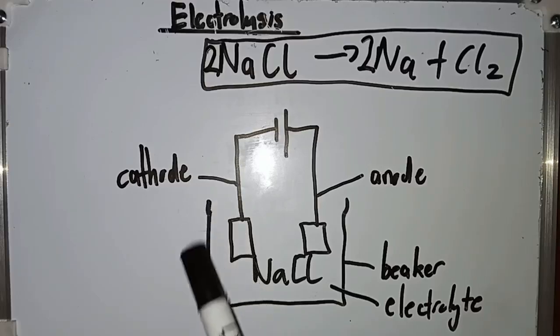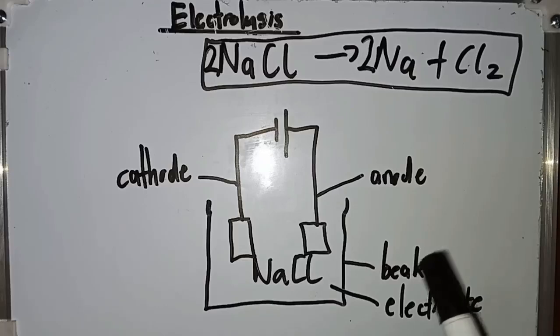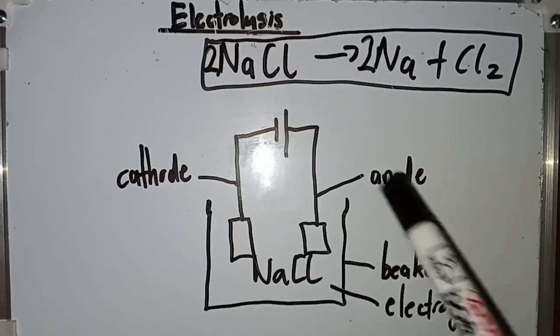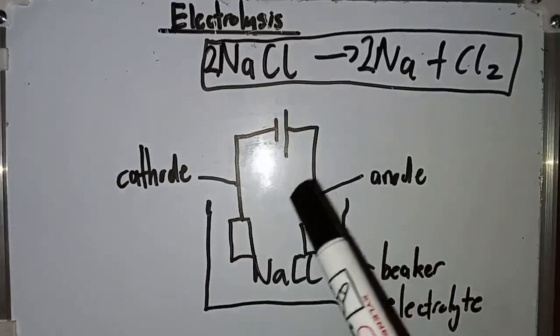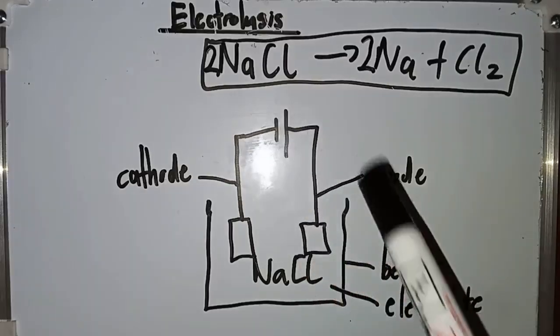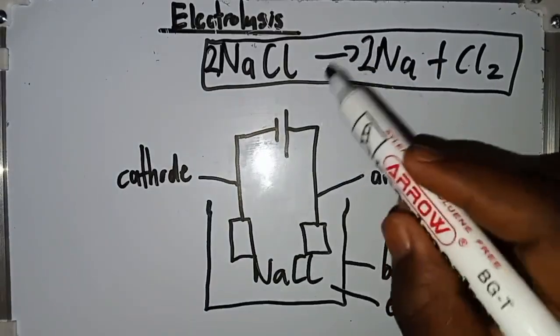We've got our beaker here, or this container. So we put sodium chloride in the beaker. That's the one we want to decompose. The compound to be decomposed is called the electrolyte. So in this case, sodium chloride is the electrolyte. We've got the beaker, so we put sodium chloride inside. Then we have to pass electricity through the sodium chloride so that it can be decomposed.